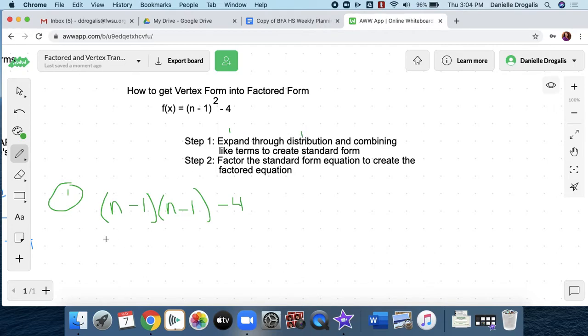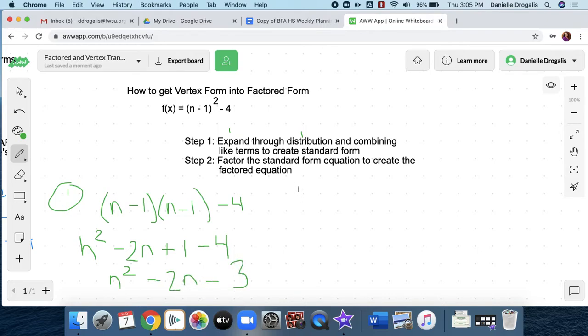Okay. So it'll be n squared. I'm going to go into typing. That will be faster. So we have n squared. So minus 1n minus 1n gives me a negative 2n. Negative 1 times negative 1 is positive 1. And then bring in the negative 4 because we need to combine here. So I already did the combining step of the n terms. I get negative 1 plus negative 1, and so that's how I got the negative 2n. And now I consolidate here and I get n squared minus 2n minus 3.